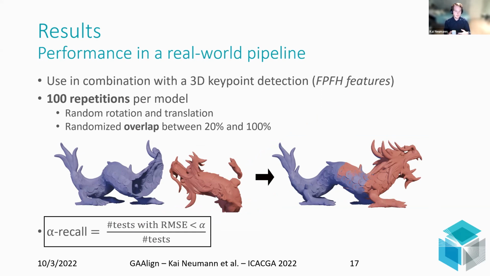And the metric that we use to compare our algorithm against other algorithms is the so-called alpha recall, which is just the fraction of tests with an error smaller than a specific or a variable threshold alpha.